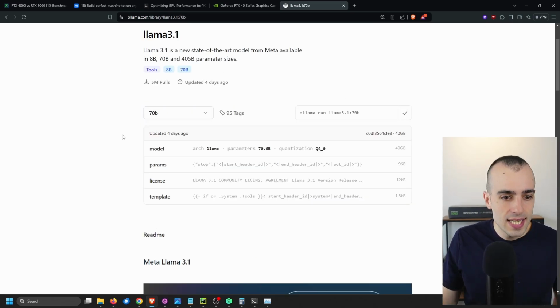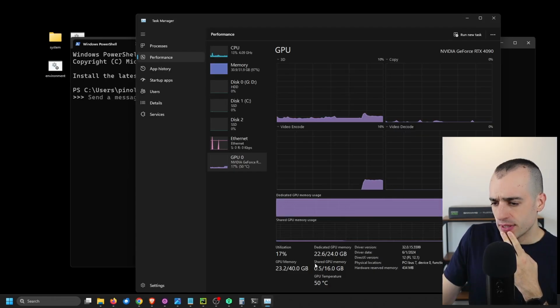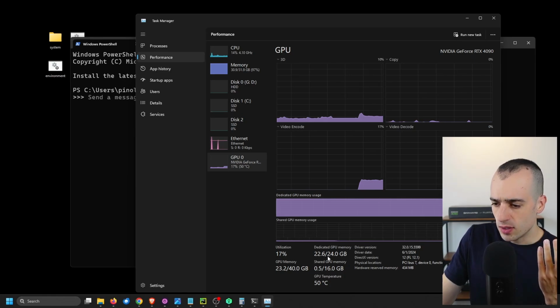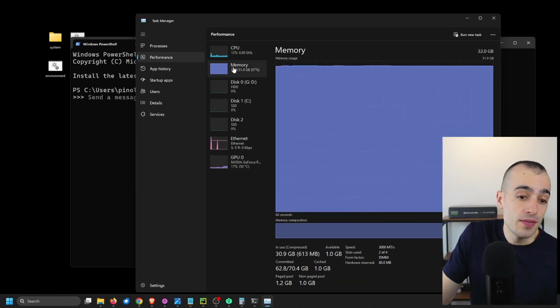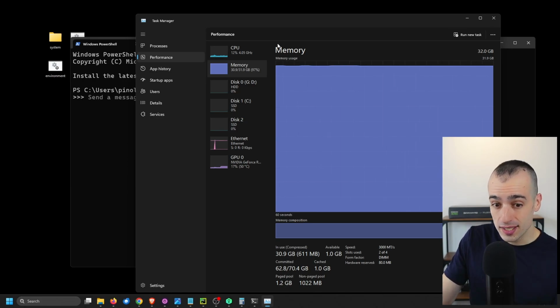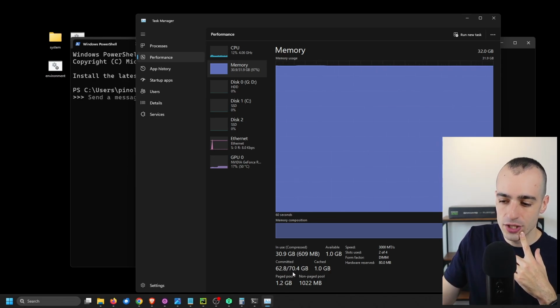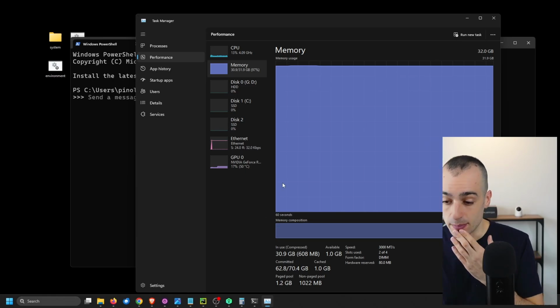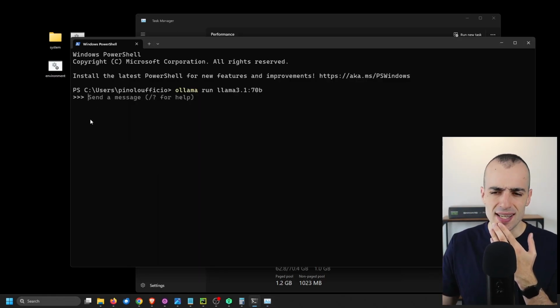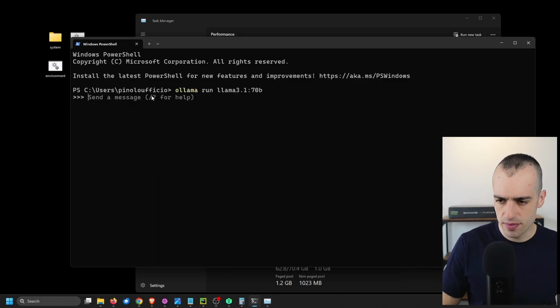Let's now try the 70 billion parameters. We have dedicated GPU memory, and almost all the memory is full. I have only 32 GB of memory, which is definitely not enough. For the specs that I read, 128 GB of RAM is recommended, and I have only 32, and it's also taking a lot of cache memory. Because the RAM is not enough, it needs to take 60-plus gigabytes more of cache memory. So I'm expecting a terrible performance.